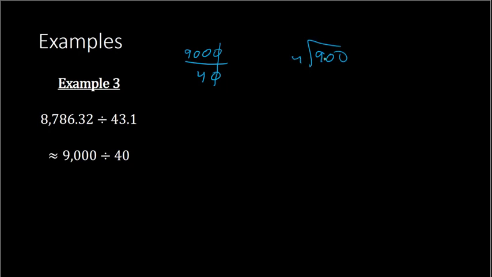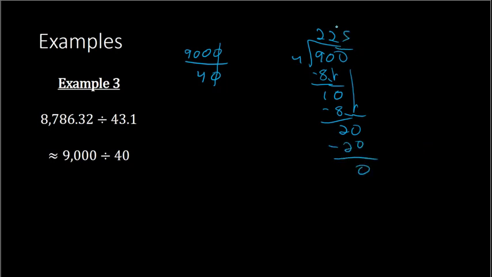So when you divide by 4, 4 goes into 9 2 times. 2 times 4 is 8. Subtract and we get 1. Bring down the 0 and repeat. 4 goes into 10 2 times. 2 times 4 is 8. Subtract and we get 2. Bring down the 0 and repeat. 4 goes into 20 5 times. 5 times 4 is 20. Subtract and we get 0. So our estimated answer would be 225, and the actual answer is 203.9. So notice that our estimated answer is pretty close to the actual answer.